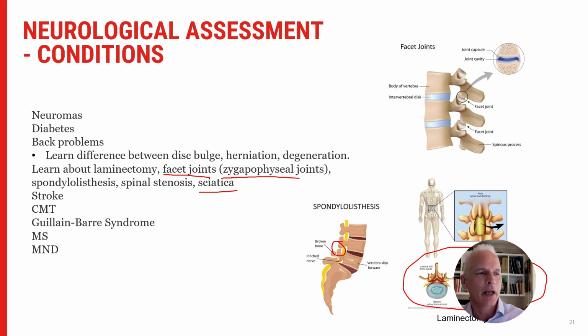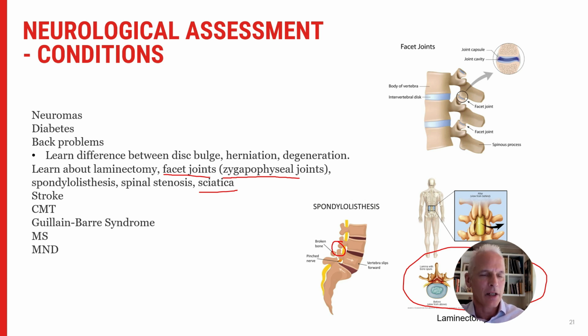Stroke obviously is an issue affecting the brain, and that can cause loss of motor control. Charcot-Marie-Tooth disease, we've already mentioned. I would highly recommend that you become familiar with Guillain-Barré syndrome, otherwise known as GBS, which is an autoimmune disease where you start to attack the myelin around your nerves.